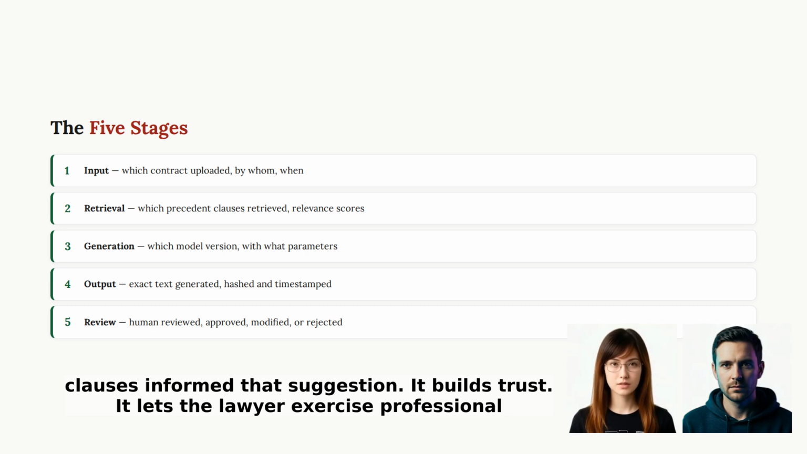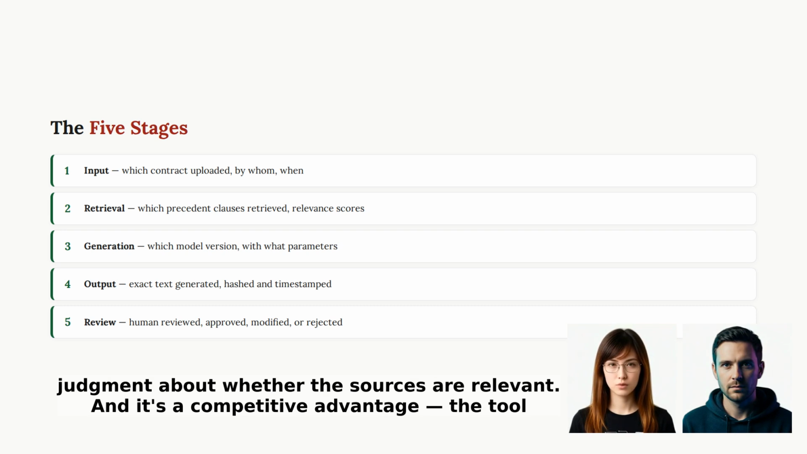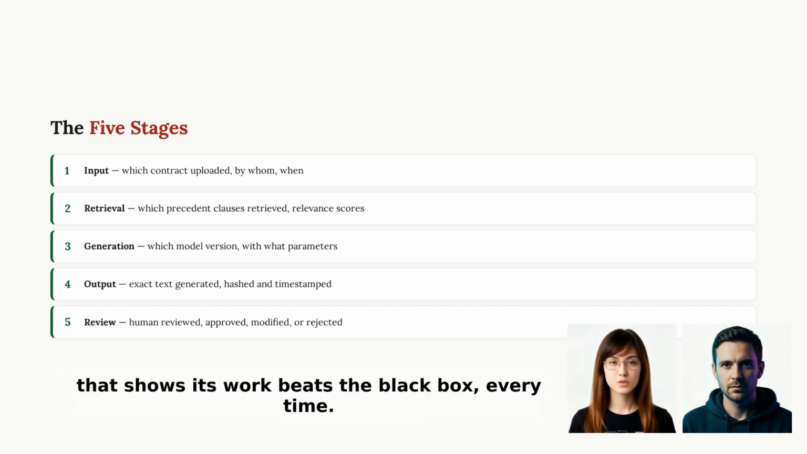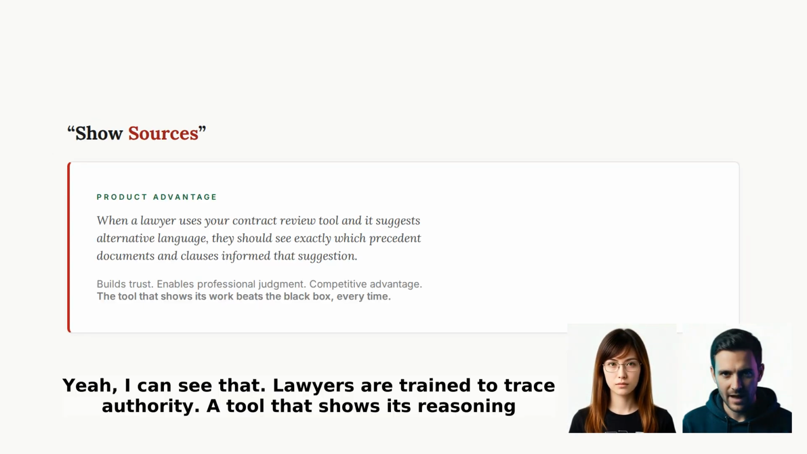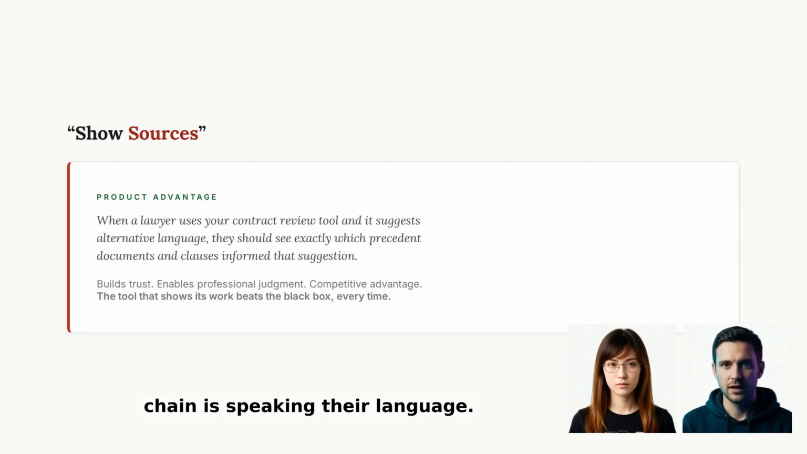It builds trust. It lets the lawyer exercise professional judgment about whether the sources are relevant. And it's a competitive advantage. The tool that shows its work beats the black box every time. Yeah, I can see that. Lawyers are trained to trace authority. A tool that shows its reasoning chain is speaking their language.